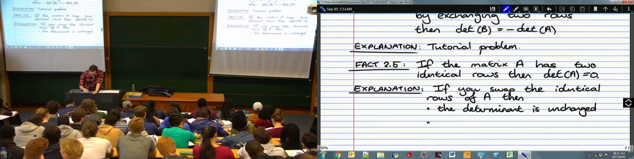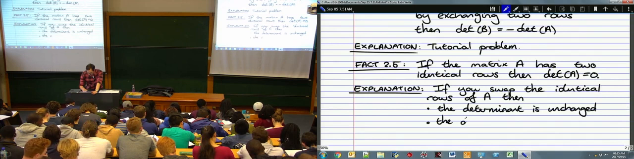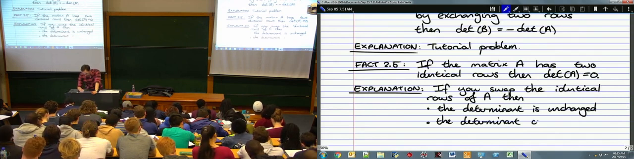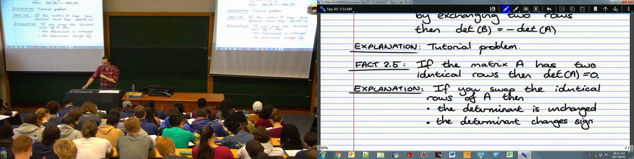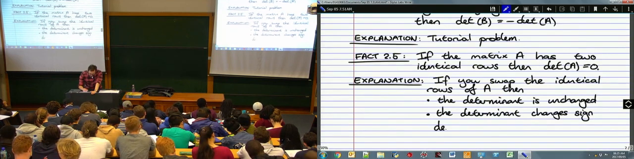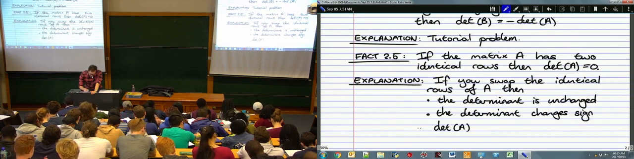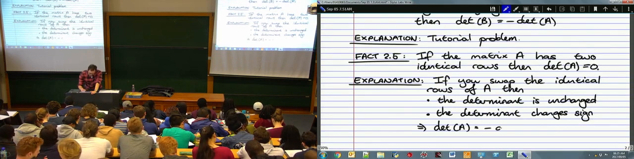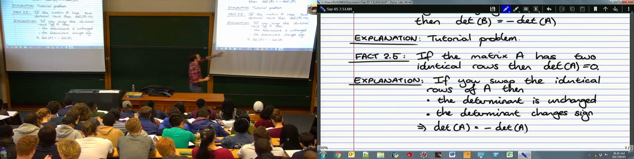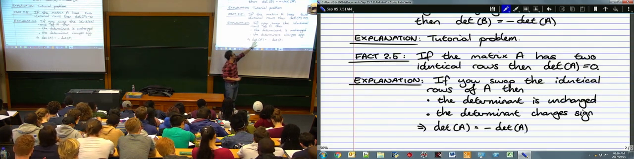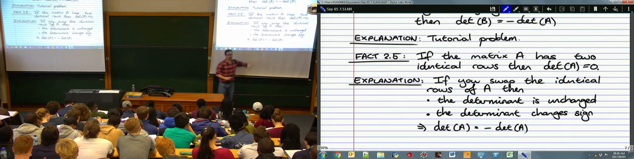And the determinant changes sign, right? So it's got to do two different things, which is really saying that the determinant of A must be equal to minus the determinant of A. And there's only one value that the determinant can take if it satisfies this relationship. The determinant of A must just be equal to zero.